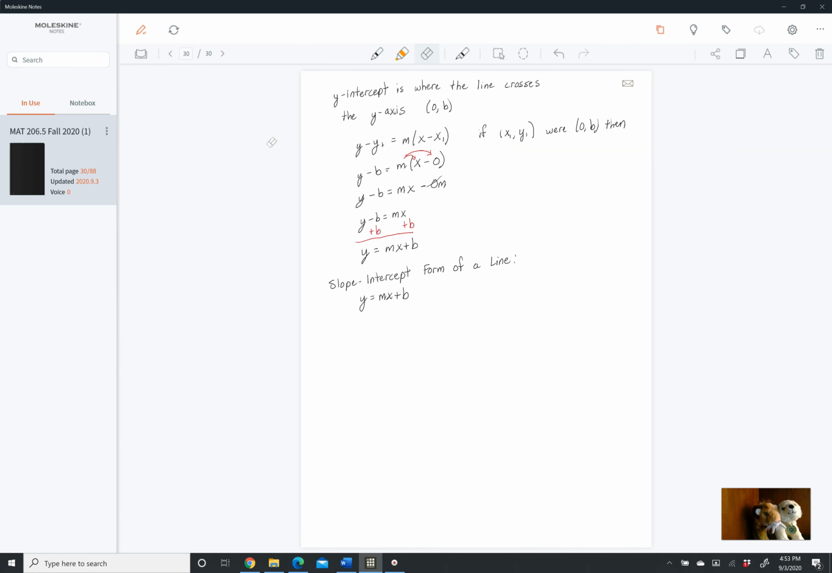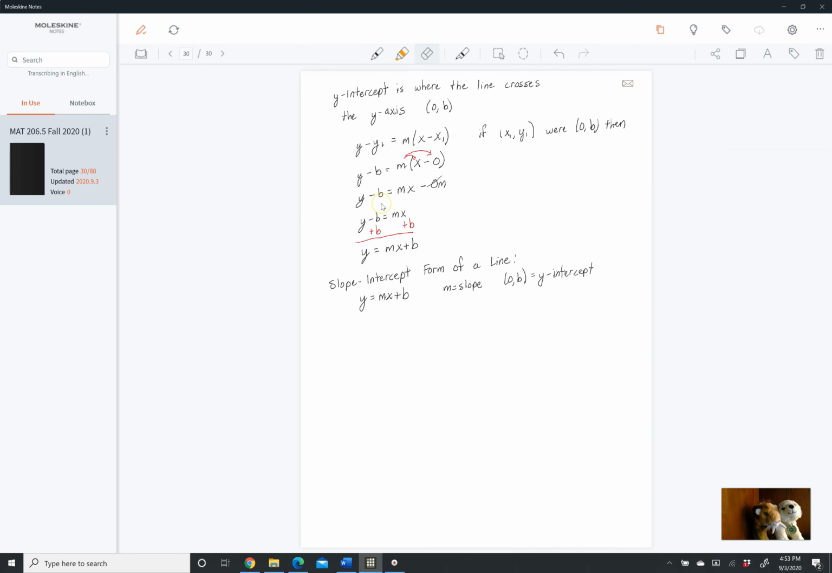Okay, where m is our slope, and (0, b) is our y-intercept. Notice I always write the y-intercept as a coordinate. I don't just say b, okay? Our y-intercept is a point, (0, b), okay?